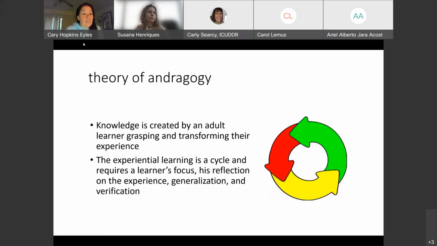So we know that knowledge is created by an adult learner grasping and transforming this experience. And since it's a cycle, like we just talked about, it requires a learner's focus, reflection on the experience, generalization, and verification. So if I teach you something and then you go and try to use it and it doesn't meet with your experience, then you have to come back and say, okay, well, that didn't work, or that's not what I found. And that's where there may or may not be verification.